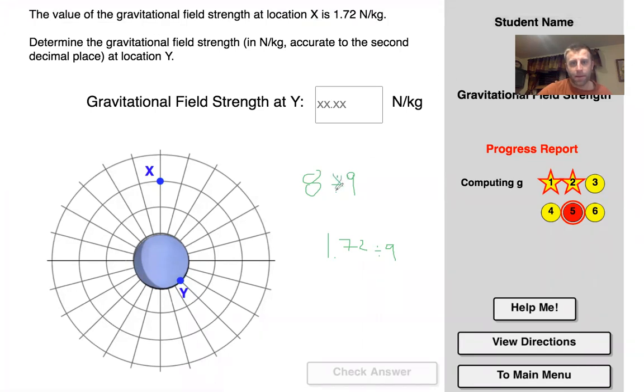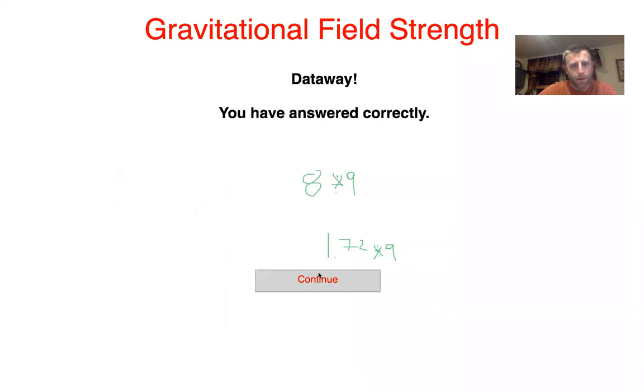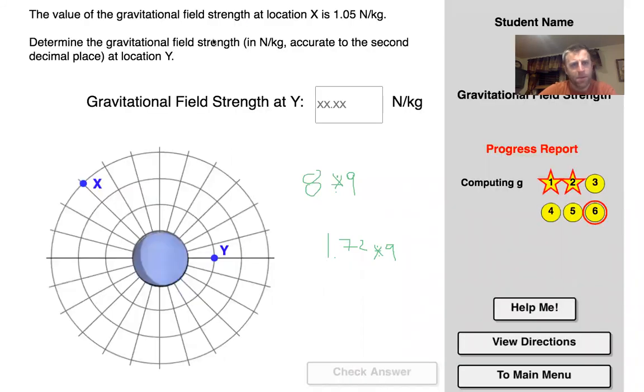It gave me the same problem again. 1.72 times 9 is 15.48. Let's try that. There we go. Okay, so you do gotta be a little careful.